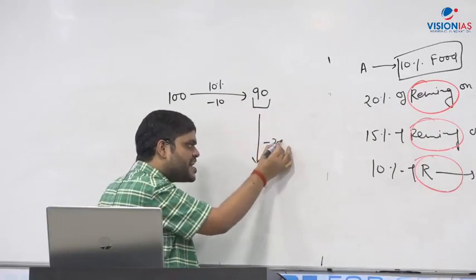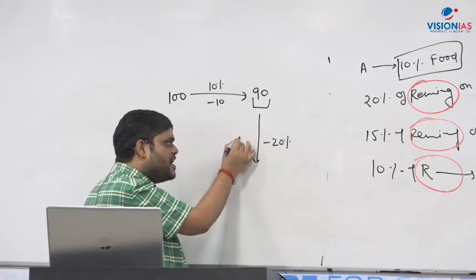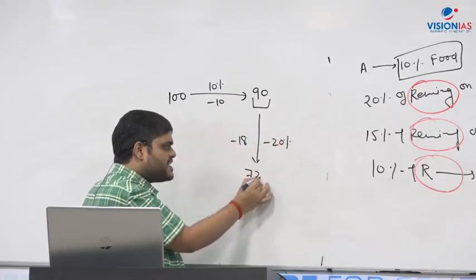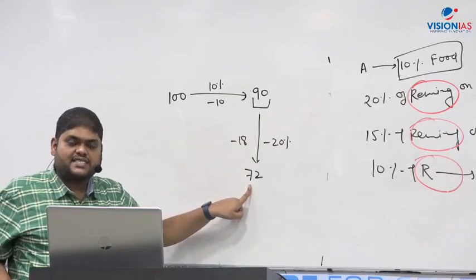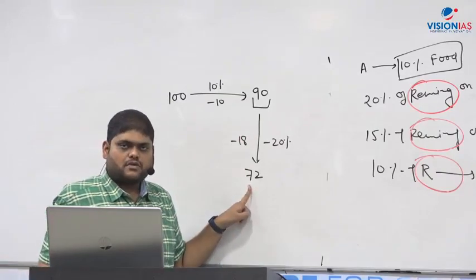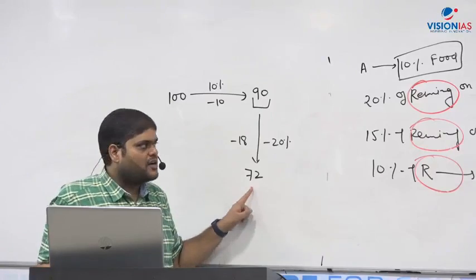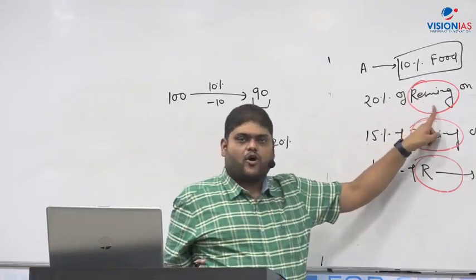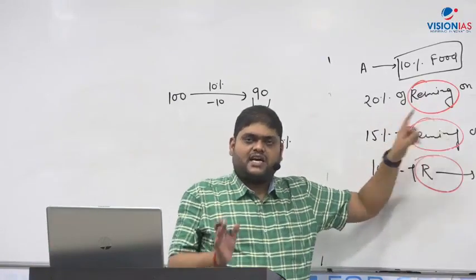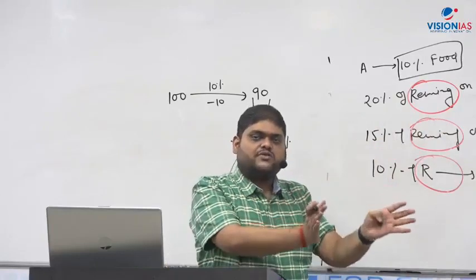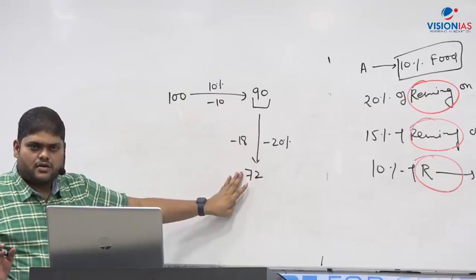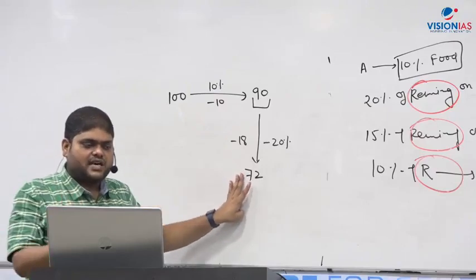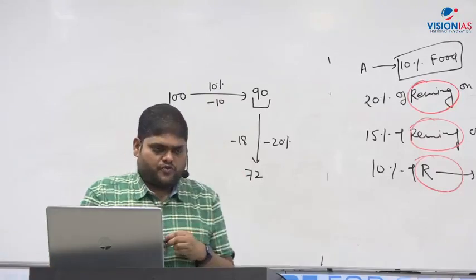That person is left with 90 rupees. If I subtract 20% from here, that means I am subtracting 18 rupees. That means how much is left? 72 rupees is left now. Are you getting my point? So this remaining word is very important. Remaining means what is left now, we are using from that. So this is the case of successive decrement. Fine.